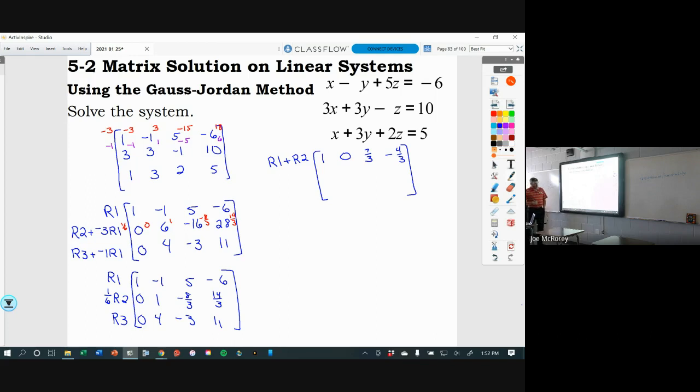Currently, row 2 is my working equation, so I'm not going to do anything with my new row 2. So it's just 0, 1, -8/3, and 14/3. But row 3 needs some math. My working row right now is row 2. What do I need to do to row 2 so that when I combine it with row 3, the 4 goes away? That's it, multiply by -4.